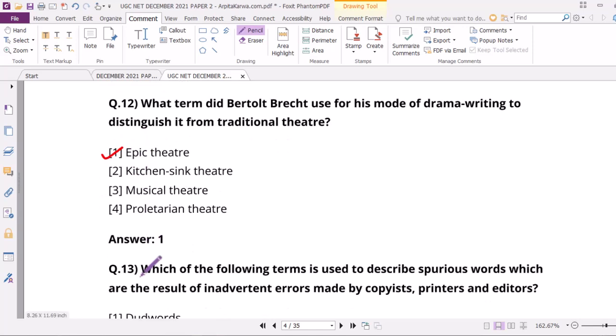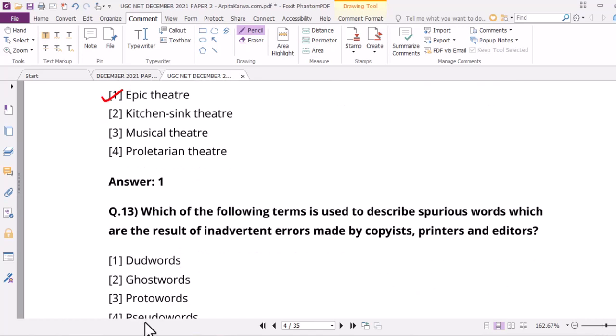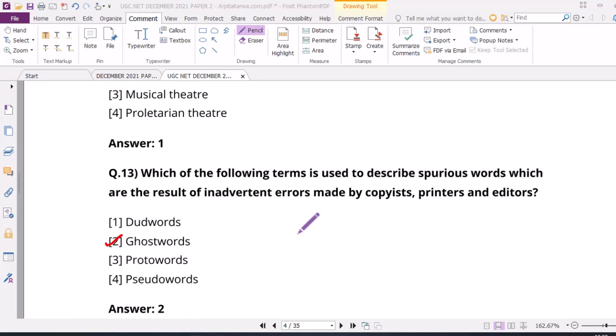Now, moving further, which of the following terms is used to describe spurious words which are the result of inadvertent errors made by copyists, printers and editors? So the correct answer to this is ghost words. So a ghost word होता है that a word that has been published in a dictionary or some kind of a similar authoritative work, and it is rarely used in practice, and previously it in fact had no meaning.